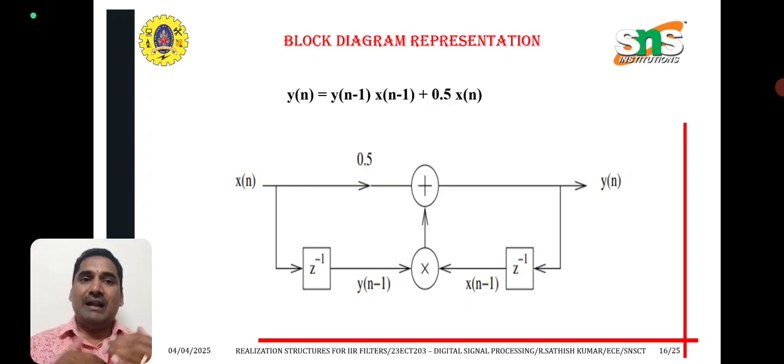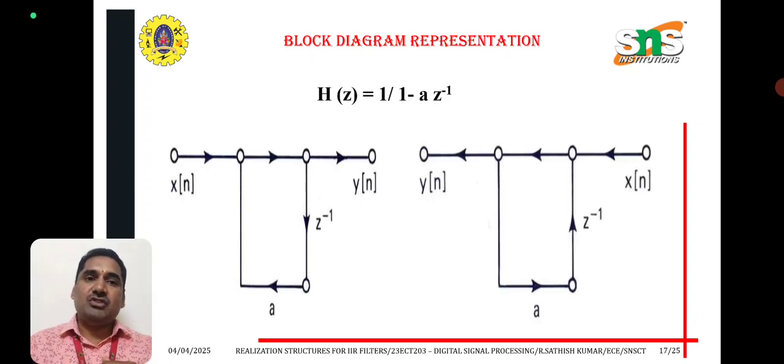X of n multiplied with z inverse, we can get x of n minus 1, that can be added with y of n multiplied with z inverse, we can get y of n minus 1, that can be added with 0.5 into x of n. This gives the block diagram representation.